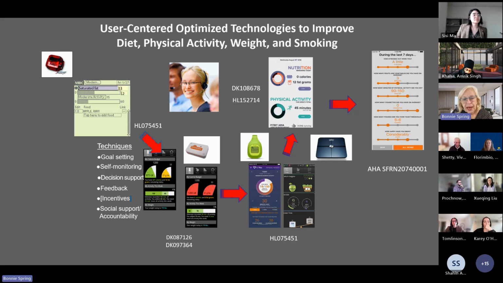We had accelerometers that Bluetoothed to the app and gave people feedback on how much physical activity they were having. Same thing with their dietary intake. They would input what they were eating. That would show up in terms of how they were doing in terms of their calorie and fat gram allowances and their physical activity goals.